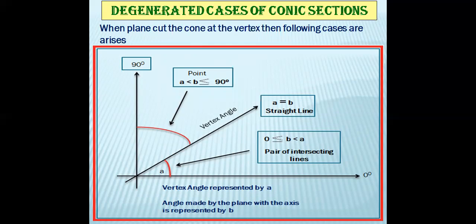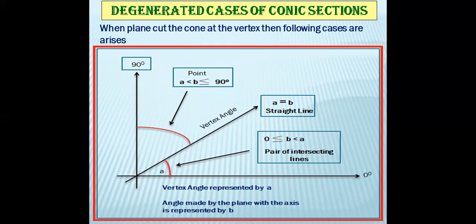Here again, we make an angle of 90 degrees, and in this angle, we represent the vertex angle. There is a line which represents the vertex angle. First of all, the plane passes through the vertex. And if the angle made by the plane with the axis is greater than the vertex angle but less than 90 degrees, then a point is found.